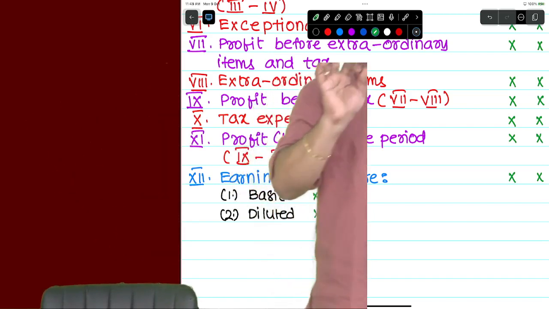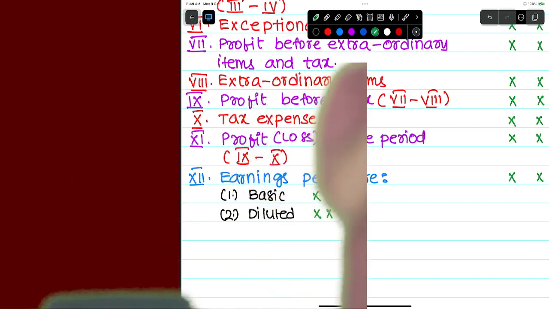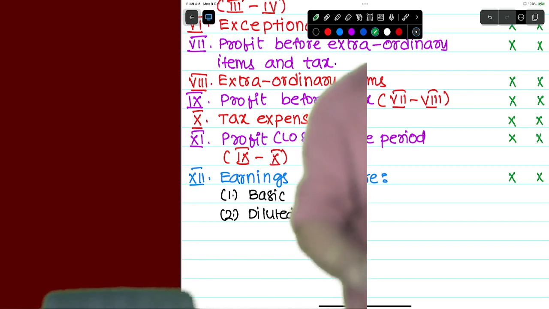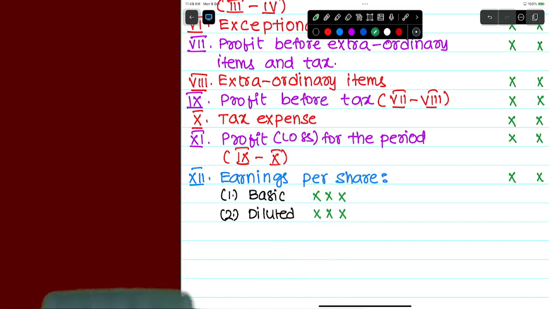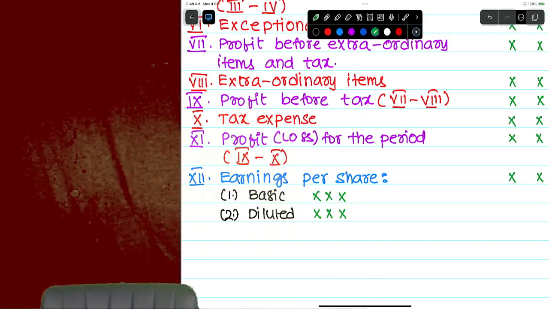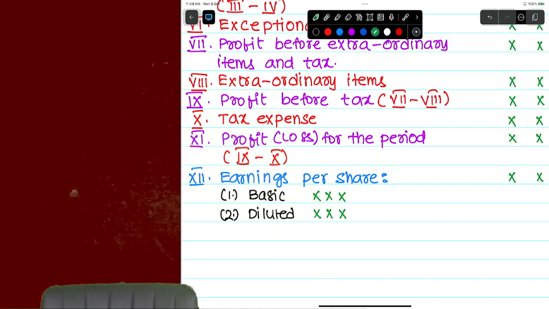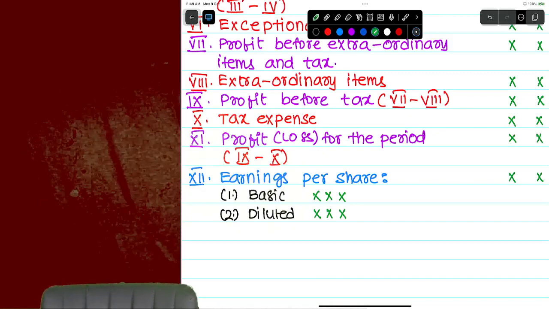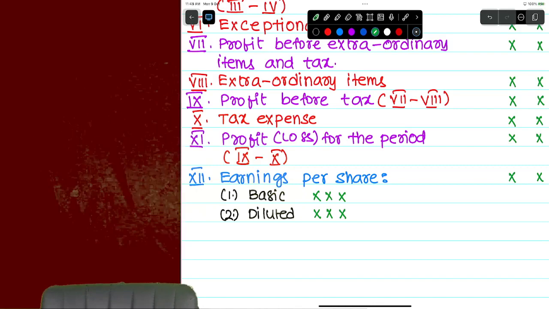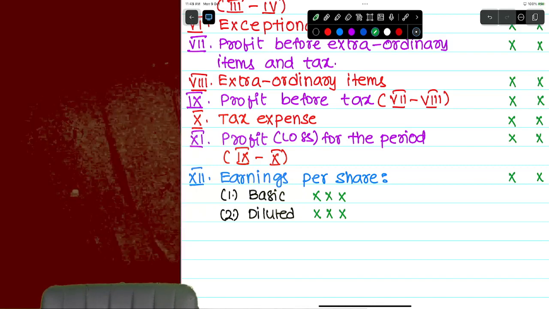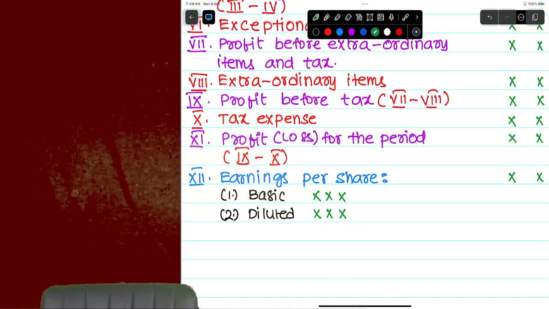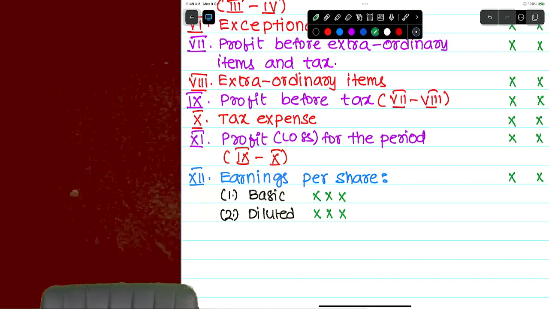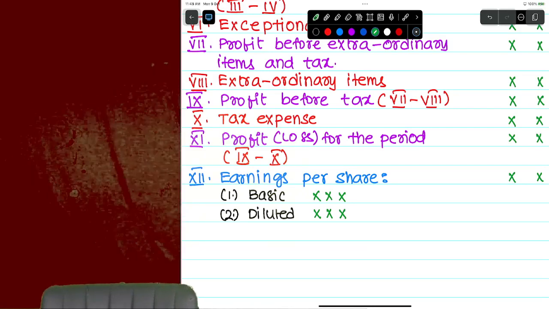But still, everyone understood what is the format of a P&L and balance sheet? Everyone in the class understood? Tell me the P&L format. First, number 1. Second step, other income. Third one, total income. Over. This is set number 1. Next, expenses. Remove all those. What will you get? Profit before exceptional item, extraordinary items and tax. Remove the? What you will get? Profit before extraordinary items and tax.